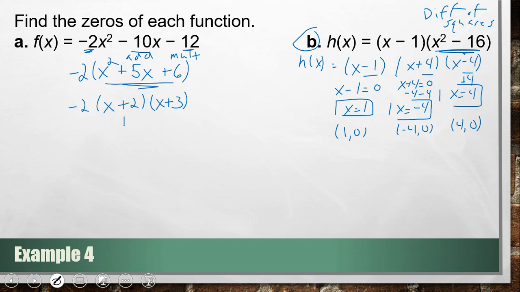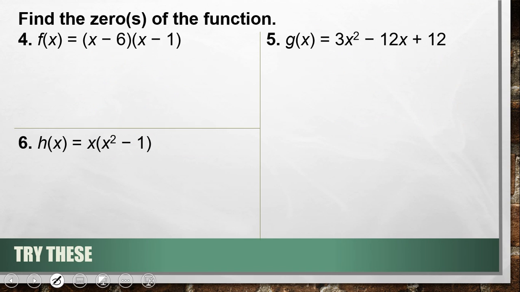So what are my zeros here? Set this equal to 0. Set this equal to 0. You're going to get x equal to negative 2. That's one of them. And x equal to negative 3. So finding the zeros is just another way to say solve for x. Okay, find the solution. Again, you guys can go through these. Just remember when you see something like this, difference of squares, here, factor out that GCF.